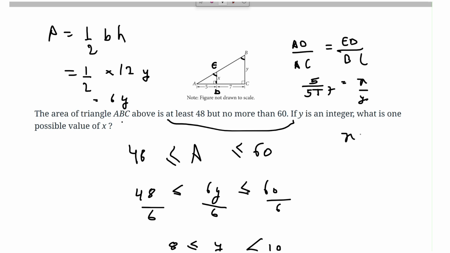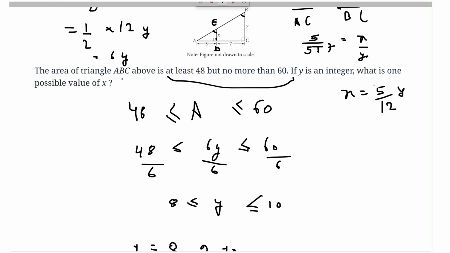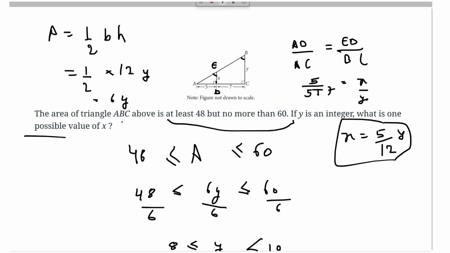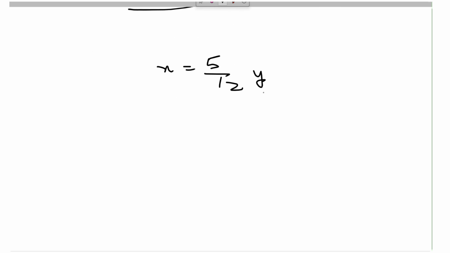So x is equal to 5 by 12 times y. So this is the relation that we have found for x. Then x, let's rewrite here, 5 by 12 times y. So the question is asking any one possible value of x.